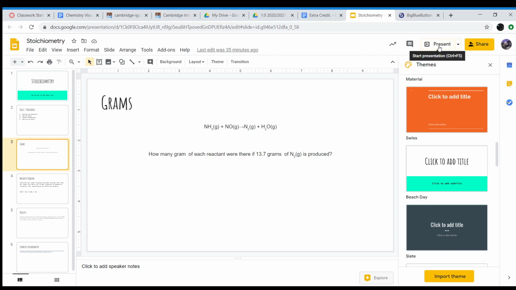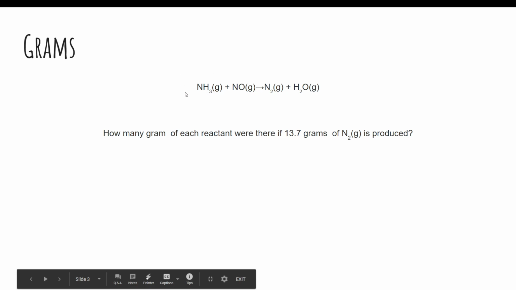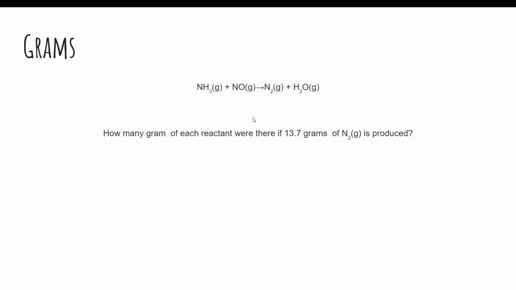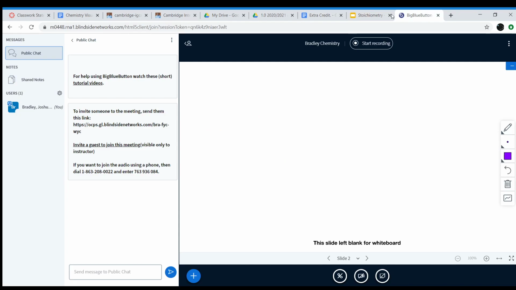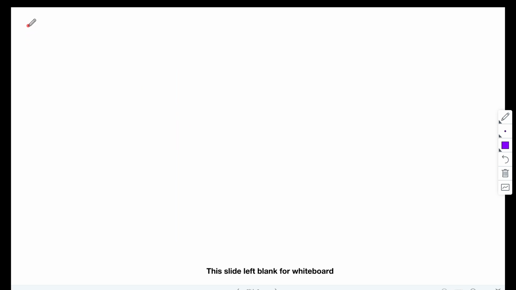And our first question gives us an equation, and it looks like we have ammonia combining with nitrous oxide, and it makes N2 gas and H2O. Okay, and it's asking us how many grams of each reactant were there if 13.7 grams of N2 is produced. So it gives us our starting unit, and our starting unit ends up being in grams. So we'll go back to our little workbook here, and the big blue button for some reason has the best drawing program for me.